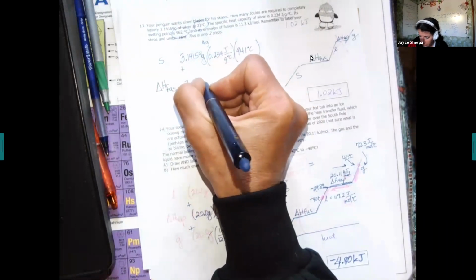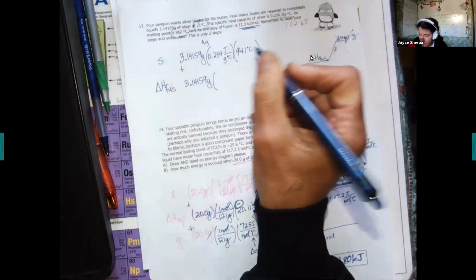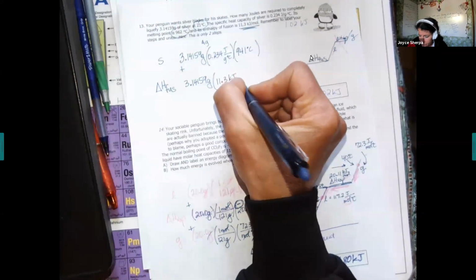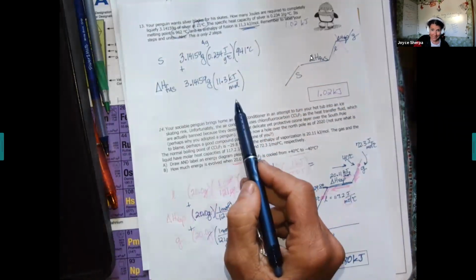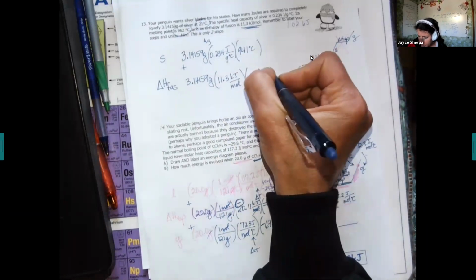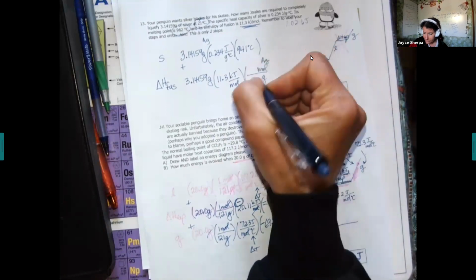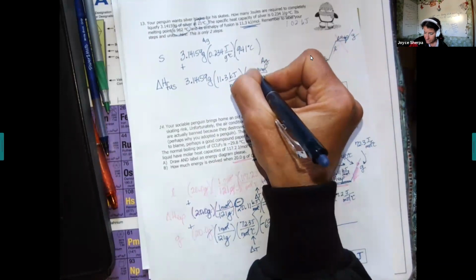So 3.14159 grams times our number there for the heat of fusion, 11.3 kilojoules per mole. And so if you write it out like that, you should hopefully see, wait, my units are not going to cancel. So to get our mole and gram to cancel, we need the periodic table. It is silver. And so silver on the periodic table is 107.9 grams to 1 mole.